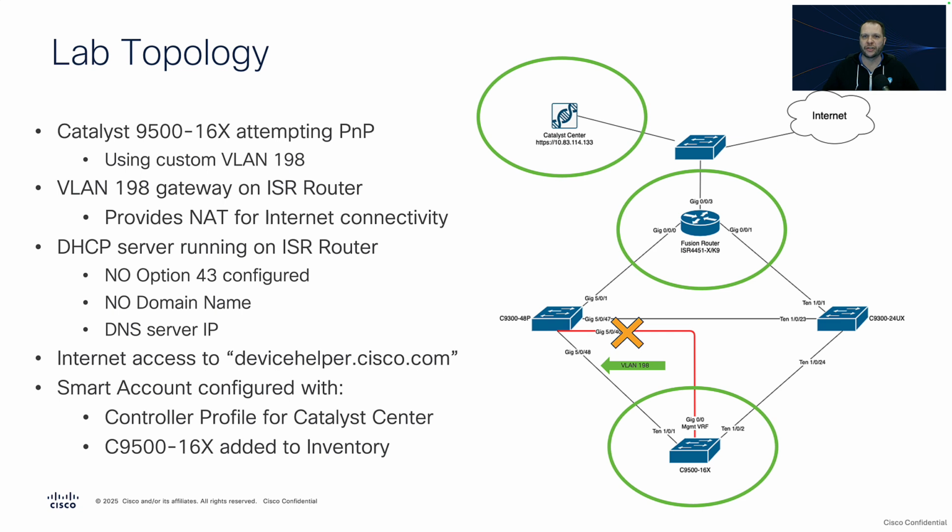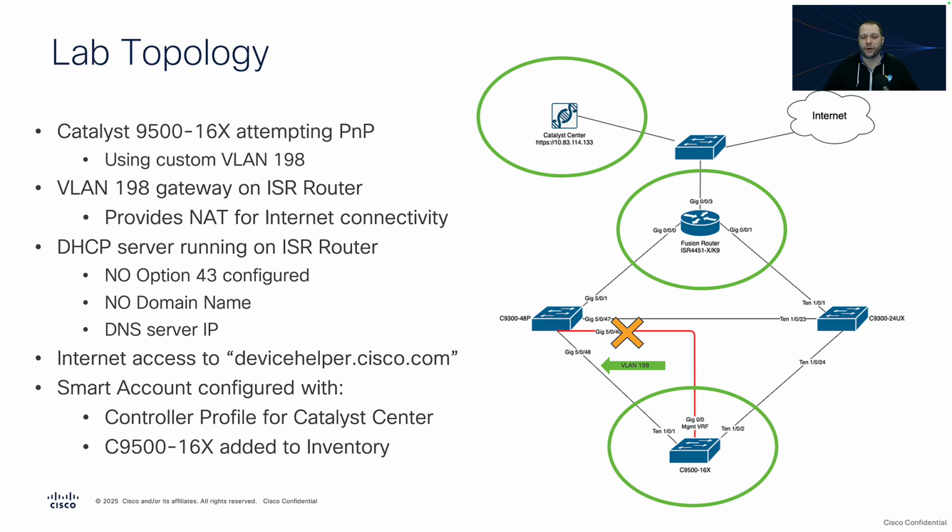For my specific environment where we're demonstrating this, we have to use NAT, and we have to go through this process in order to get out to the internet. So the DHCP server is running on our ISR router. We've omitted option 43. We've omitted any DNS domain name from the lease, but we are providing a DNS server that has the ability to resolve an internet-hosted DNS name, which is devicehelper.cisco.com.